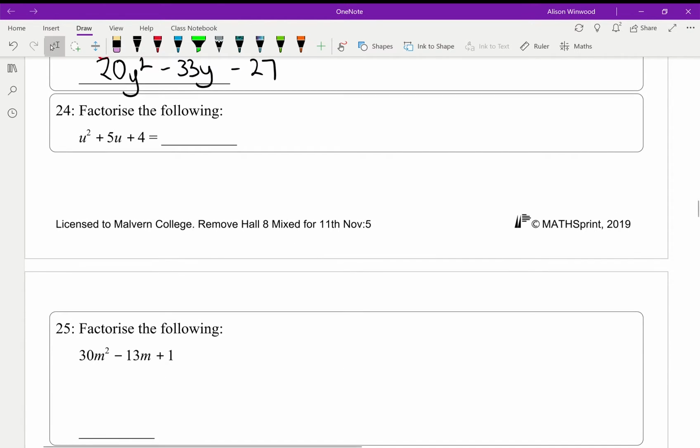Factorising is going back to brackets, so I've got u and u to get u squared. Then I need two terms that multiply to make 4, so that could be 1 times 4 or 2 times 2, but they need to add up to 5, so it's plus 1 and plus 4.